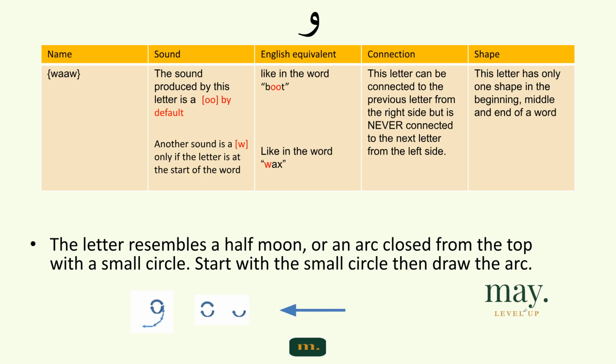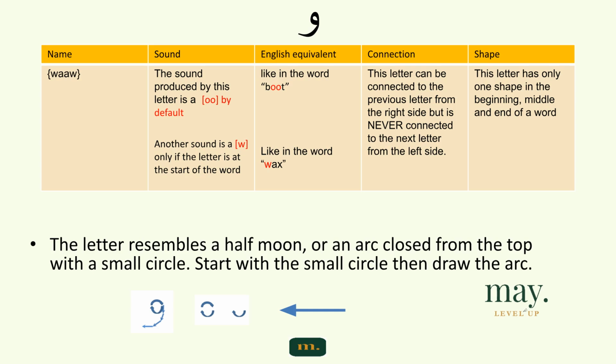The last letter we will focus on in today's lesson is waaw. The sound produced by this letter is an oo by default. Another sound is a w, only if the letter is at the start of a word. So, by default, it's like in the word boot. At the start of the word, it's like in the word wax.